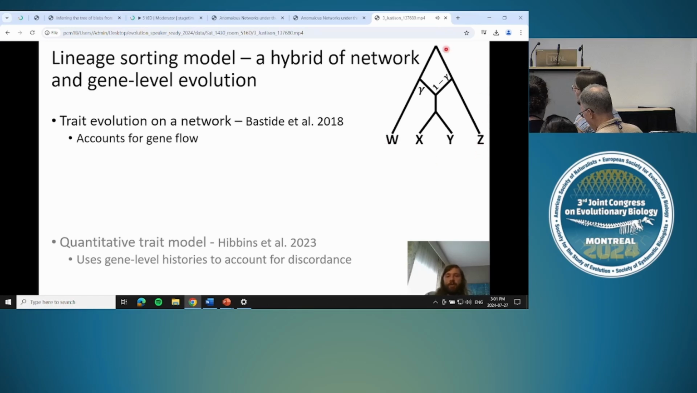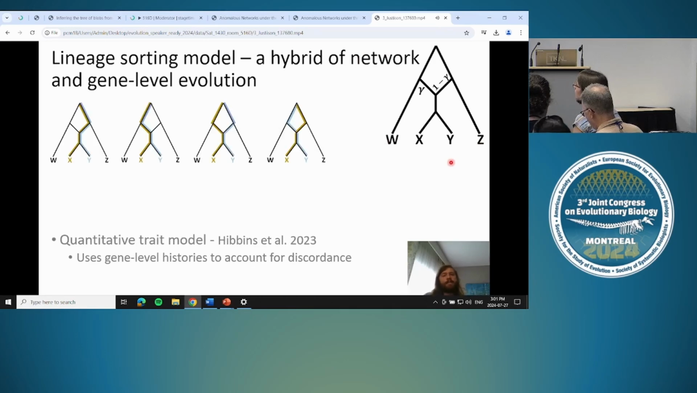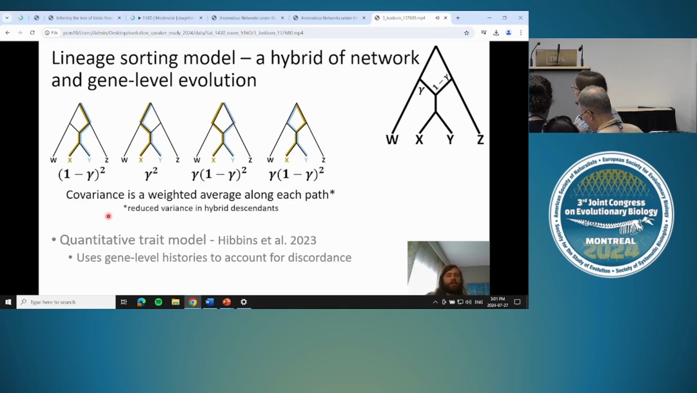And so what it does is it accounts for gene flow by directly using the network to compute those covariances. And the way it does this is it considers all of the different paths that lineages can travel along that reticulate history, and it asks what are the covariances along these paths, and then it weights those according to the inheritance proportions noted as gamma and 1 minus gamma that represent the proportion of genetic material that each parental lineage donates to the hybrid. And that's how we get these weightings here. And so the covariance overall is just going to be a weighted average along each path. And then there's this little asterisk here where we have reduced variance in hybrid descendants. And I'll talk a little bit more about that when we talk about the results.